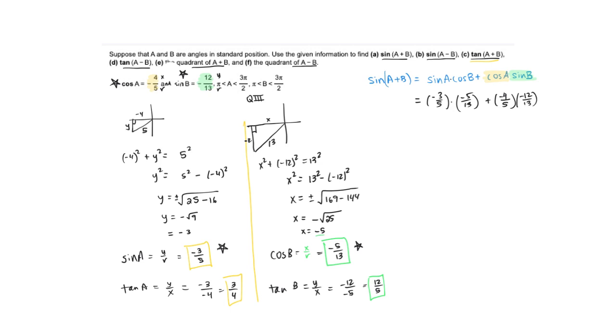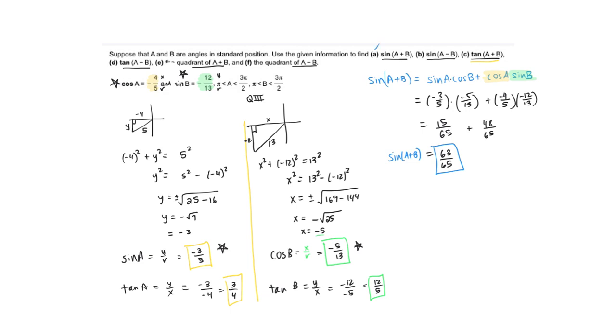And then we pull out our fraction skills, multiply our numerators. We'd get positive 15 plus, let's see, positive 48 over 65. And adding those up, we would get 63/65. Okay, so that is sine of A plus B. Excellent. Well, we're not quite done. We've just done part A.